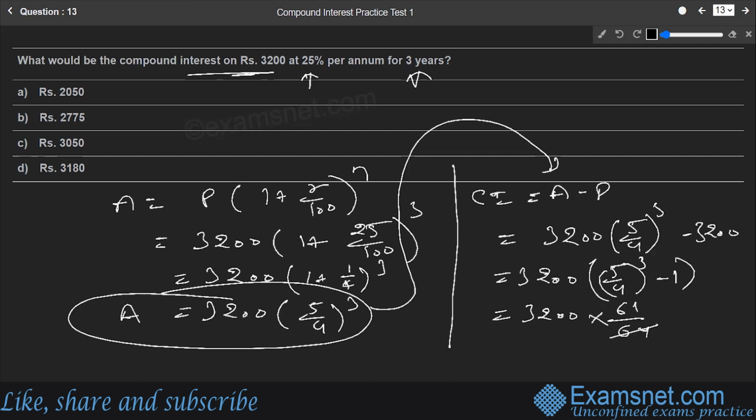If we cut these numbers, 32 twos are 64, and 3,200 becomes 100, so it is 61 into 50, which comes out to be rupees 3,050. So that is the actual compound interest. The compound interest value comes out to be 3,050 rupees. That is available in option C, and is the right answer.